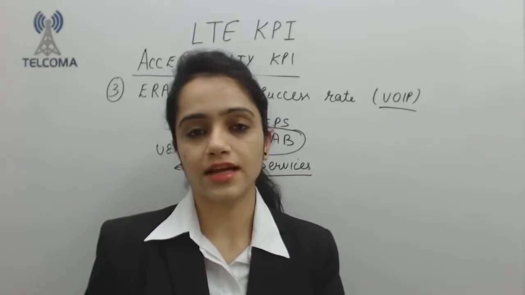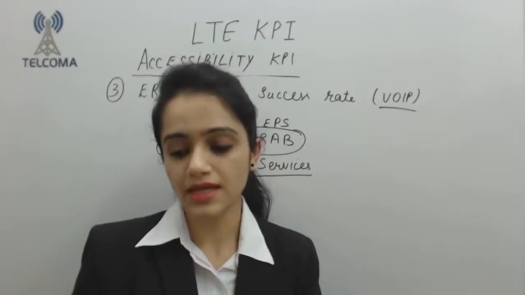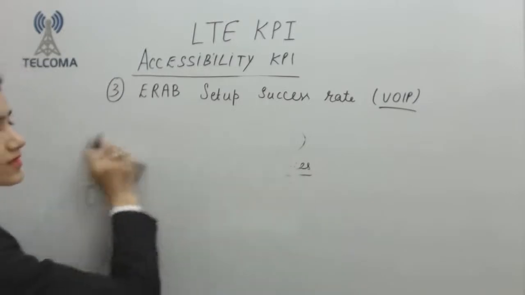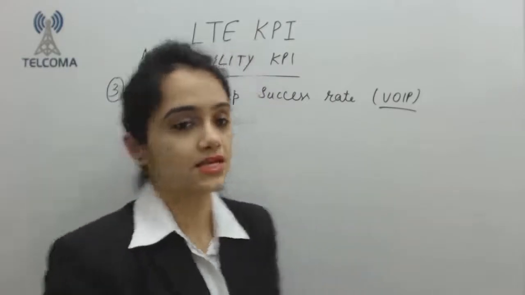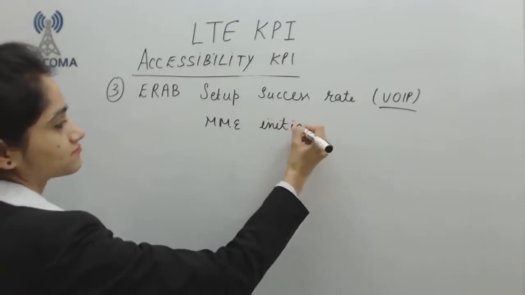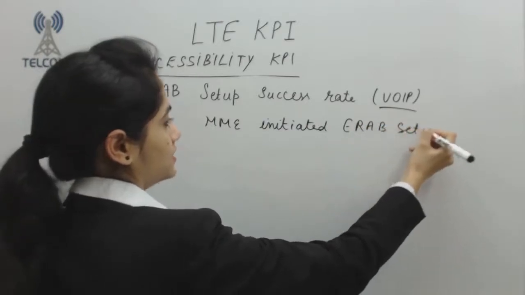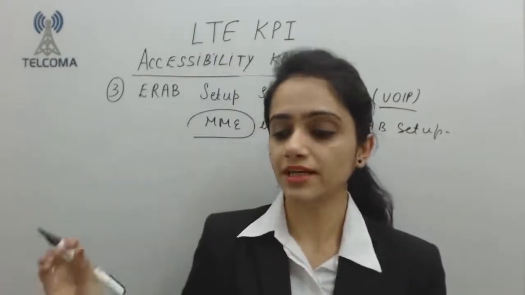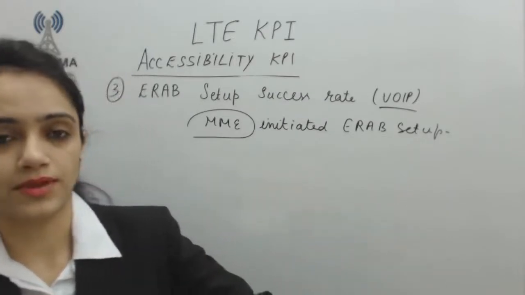Now the ERAB identity, that means what type of service you are using, is identified by the MME, mobility management equipment. MME is basically the entity that initiates ERAB setup. Because whatever type of service we are using is identified by the mobility management equipment, and then only can the eNode B communicate with the user equipment.